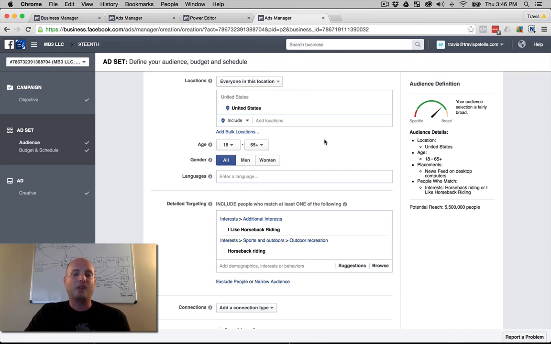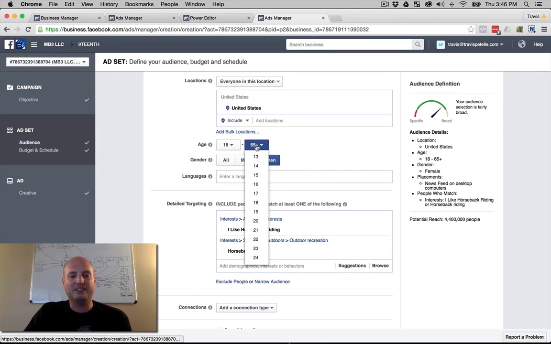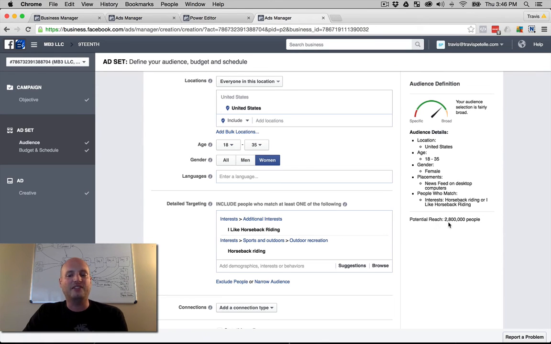Now let's say we have a pink female horseback riding shirt that really only younger females might like. We'd want to dial that in even more, so we'll go women, let's say 18 to 35. And we can see the potential reach then dials into 2.8 million. So we're getting lots of potential reach out there, with so many different angles that you're allowed to target. These are all things that we want to split test and really find all of those pockets out there that are going to convert for us.